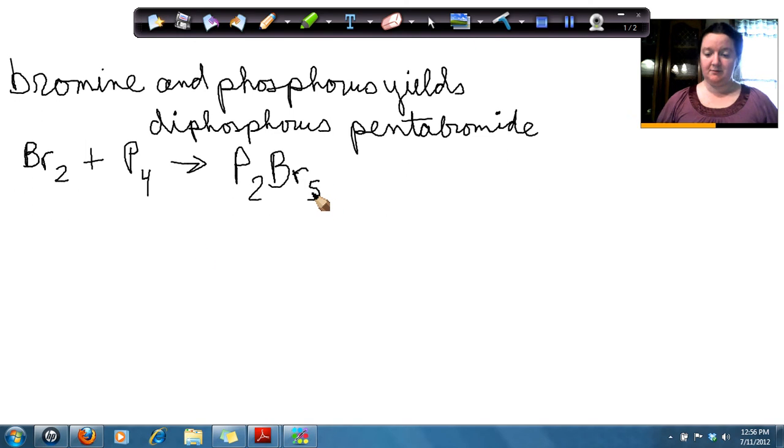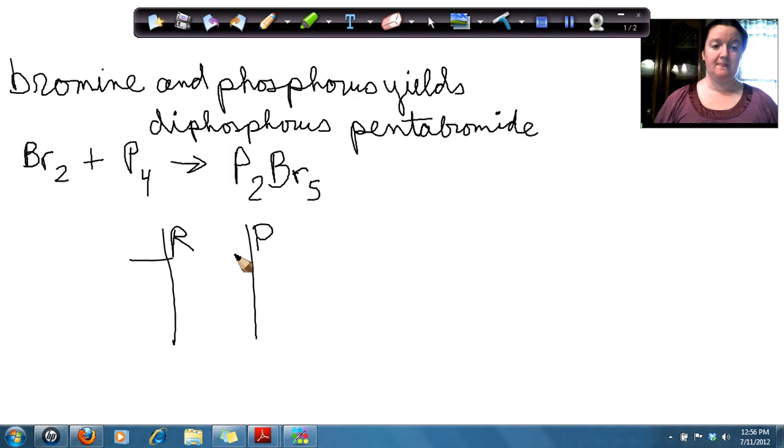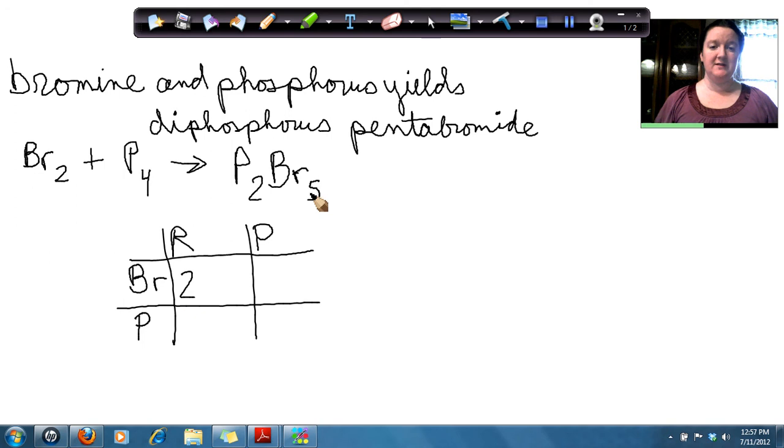So now we need to balance our chemical equation. Let's make our table. We have our reactants, we have our products, and we have bromine first, and then we're going to put our phosphorus. So if we look at bromine, on this side I have 2 bromine. But on this side I have 5 bromine.